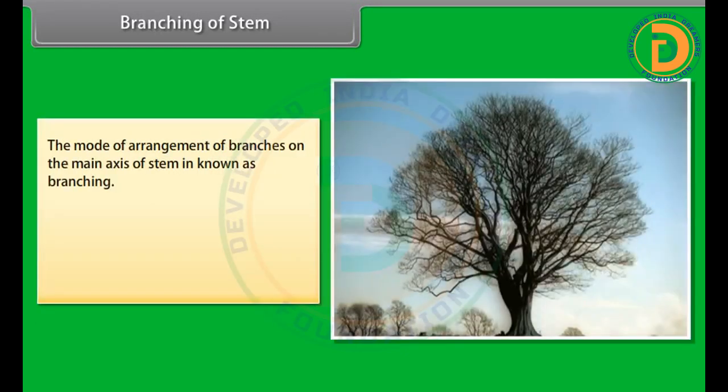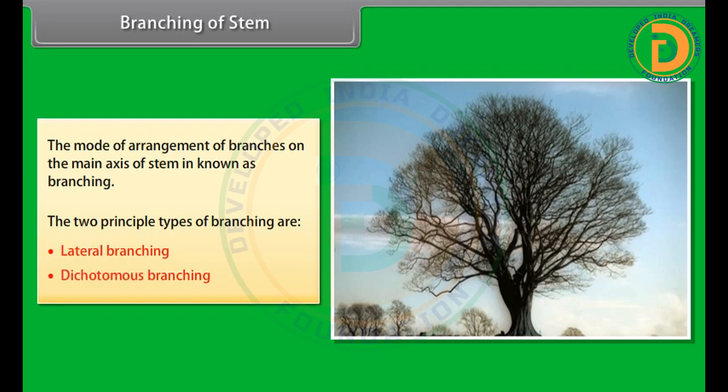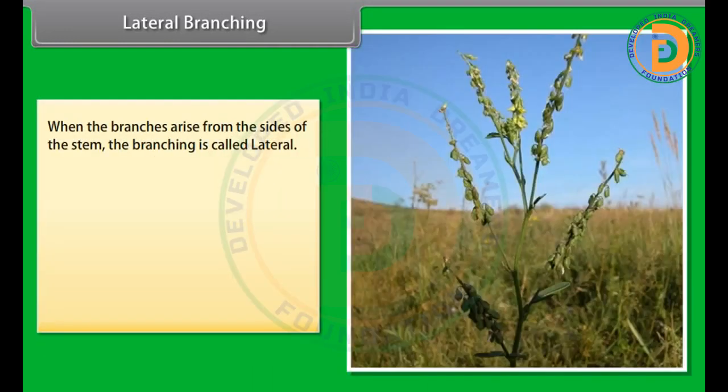Branching of stem. The mode of arrangement of branches on the main axis of stem is known as branching. The two principal types of branching are lateral branching and dichotomous branching. Lateral branching. When the branches arise from the sides of the stem, the branching is called lateral.